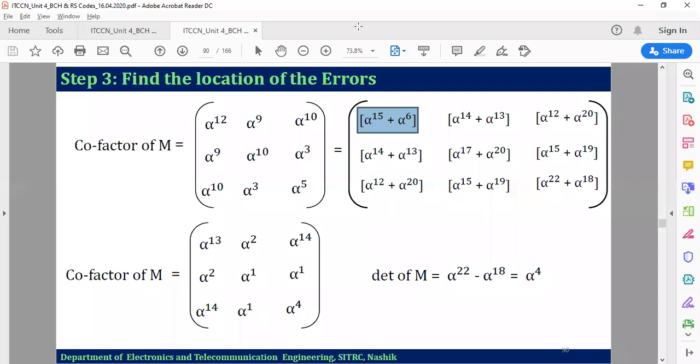Have you got the answer? If not, please write this down. So the next is what? Second column, first row element. Second column, first row element means what? Leave the first row and the second column as it is. So alpha 9 into alpha 5, that is alpha 14, and then alpha 10 into alpha 3, which is alpha 13.